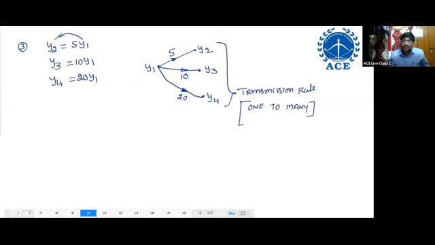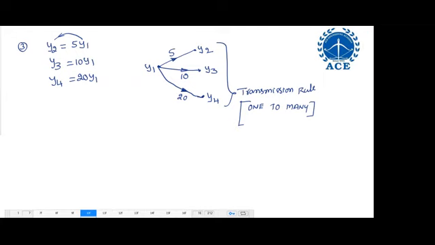Okay. Venkatesh. Sir, in the first page. Tell.